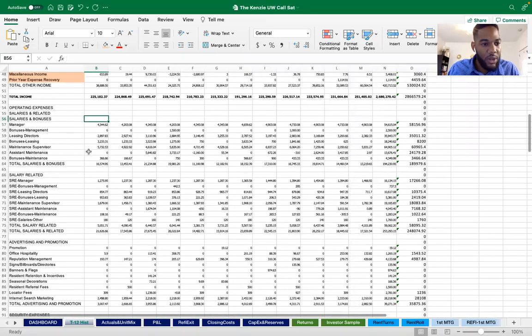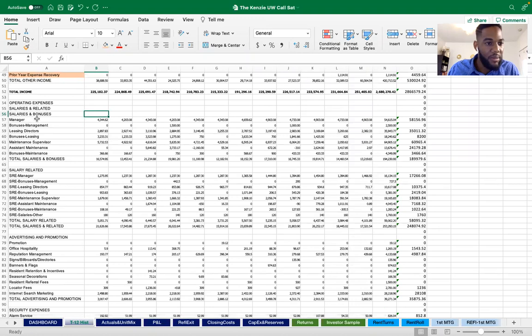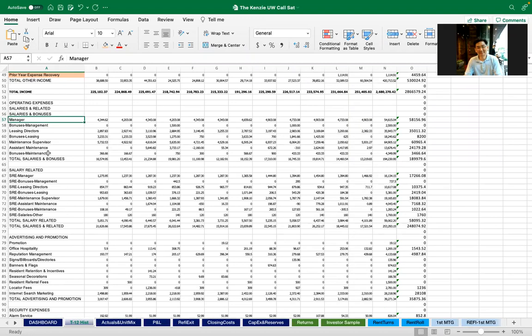So we'll start out with this column right here. 56 is salaries and bonuses. So this is like payroll. I would consider this payroll. So guys, do you see anything in this column, 57 through 63, that you would not consider payroll? No. Awesome. So that's right. All of these is payroll.